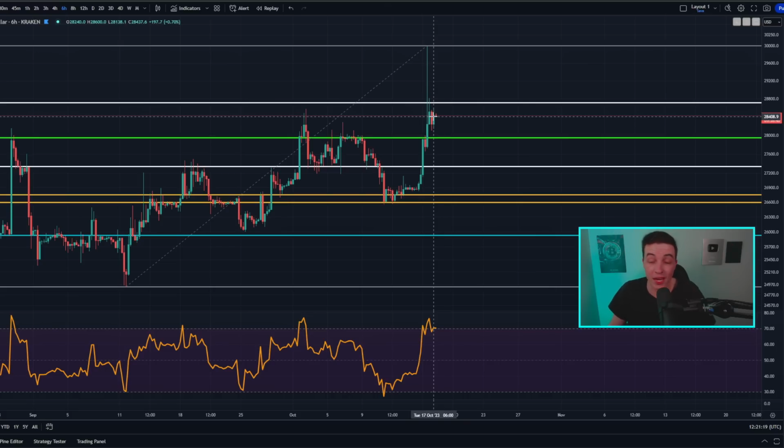But if we see a break back below that level, then in that case, the 50% retracement level of support sitting at around 27.3 to 27.4k. And below that, we have the golden pocket acting as support in between around 26.6k to 26.7k.